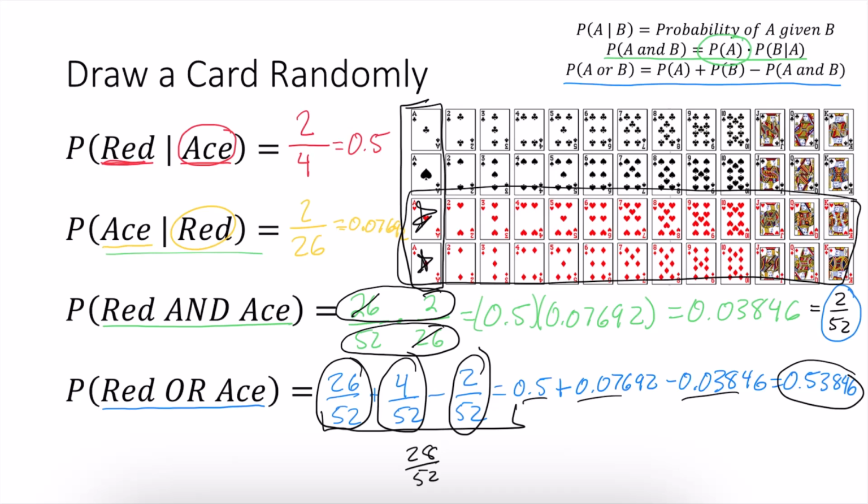And when you add the cards together and you have 26 plus 4 cards, that's the 30 cards that I've circled. And then you subtract the 2 cards that were double counted because there's actually only 28 cards in this deck that are reds or aces. So looking at the fractions can help you conceptually make sense of it. But when you're actually doing the calculations, I think it's easiest to just put them in decimal form.